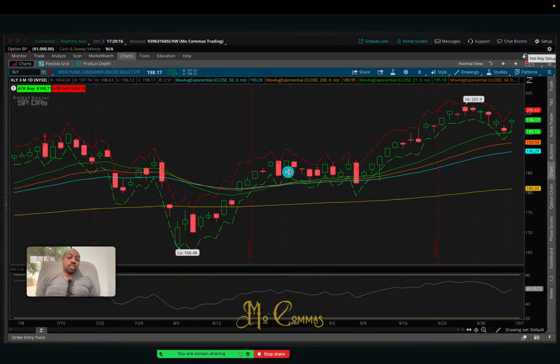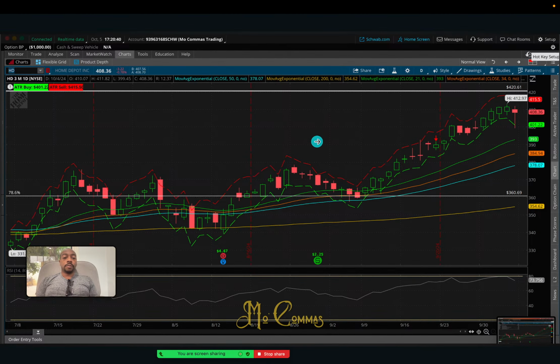So just to show you XLY, once again, if you know my screen and my setup, this green line is a 21 exponential moving average. And we have a 34, a 50, and a 200. The shorter periods are above the longer periods, which tells me that this sector is mostly bullish, right? It's trending. So I want to find a pullback on a trend.